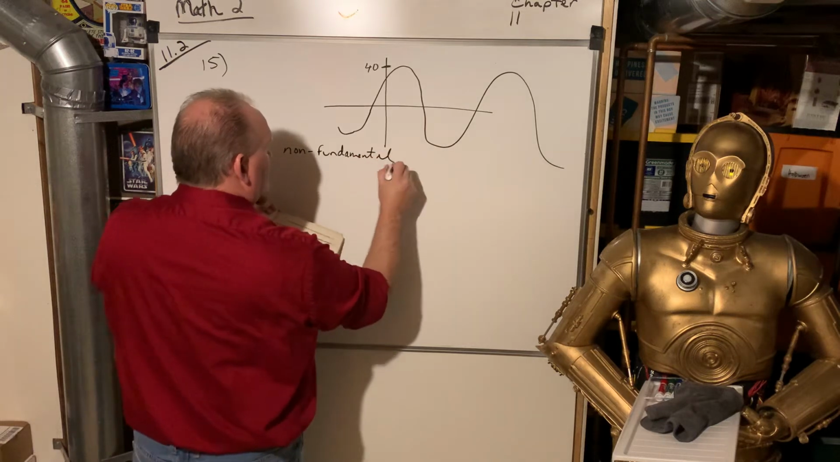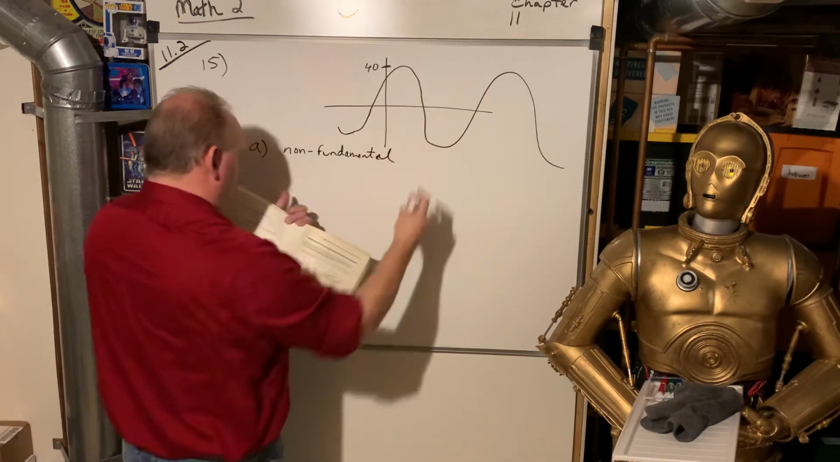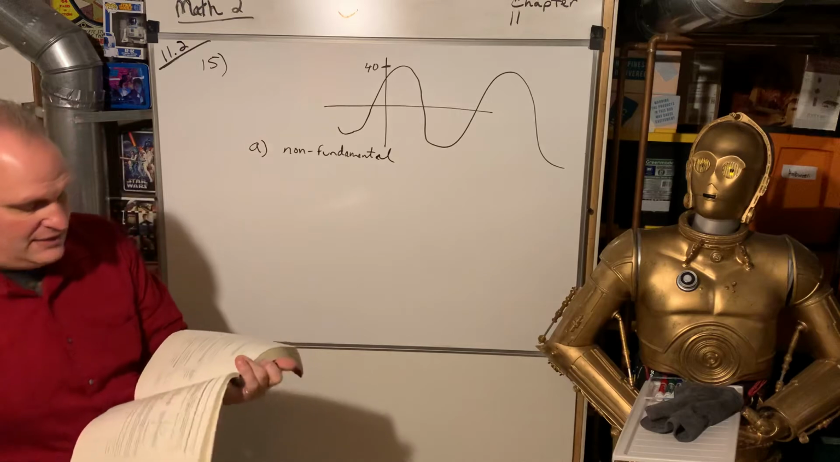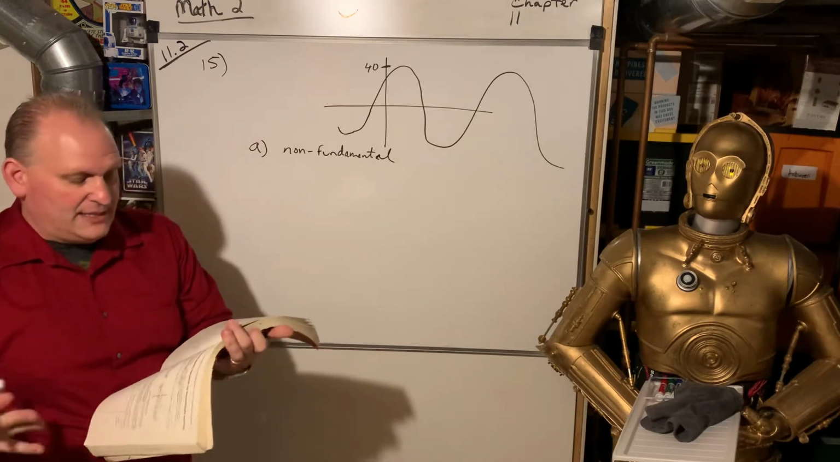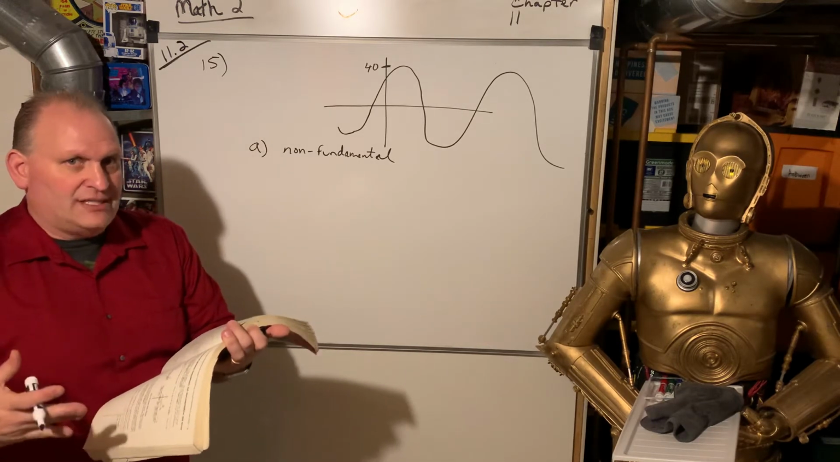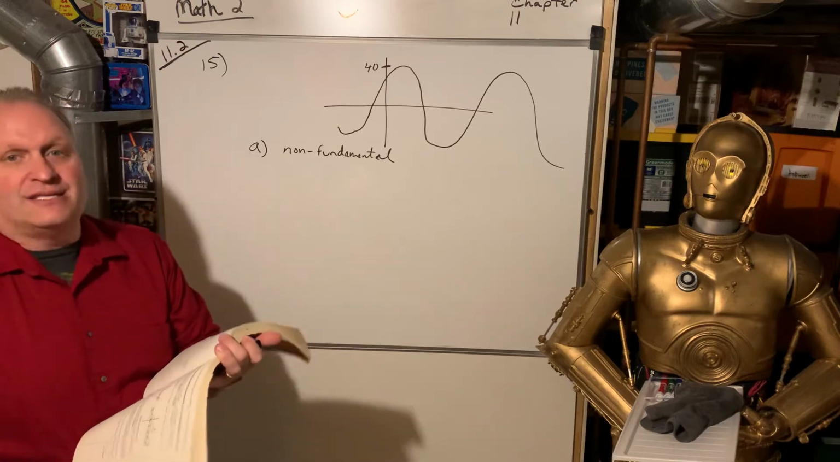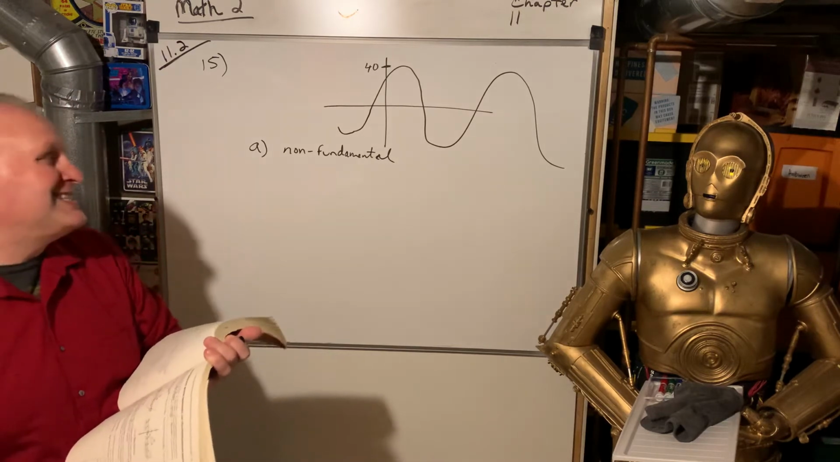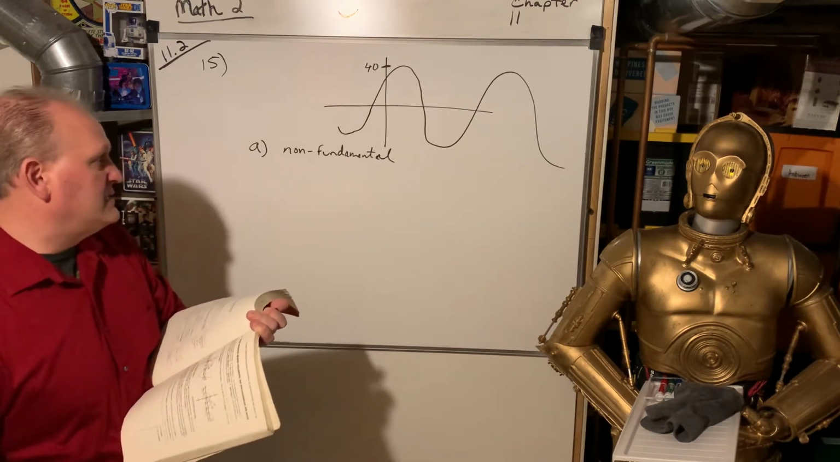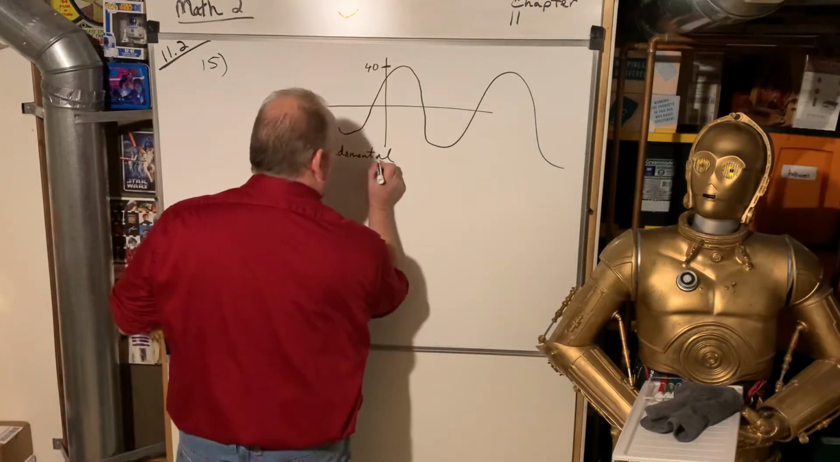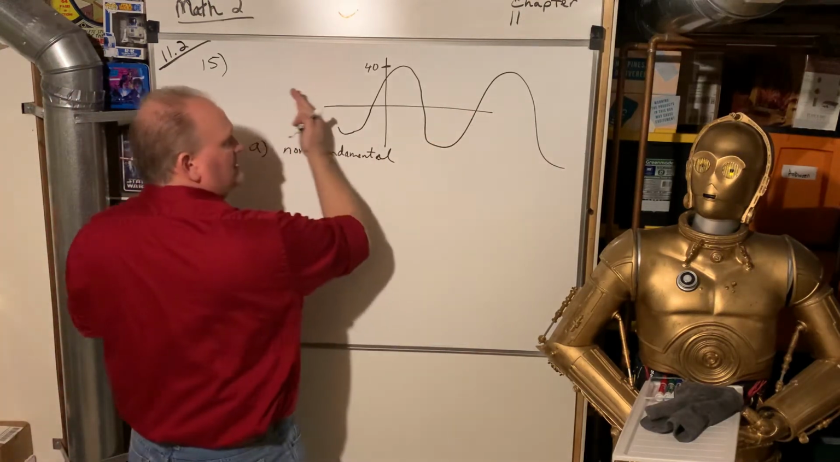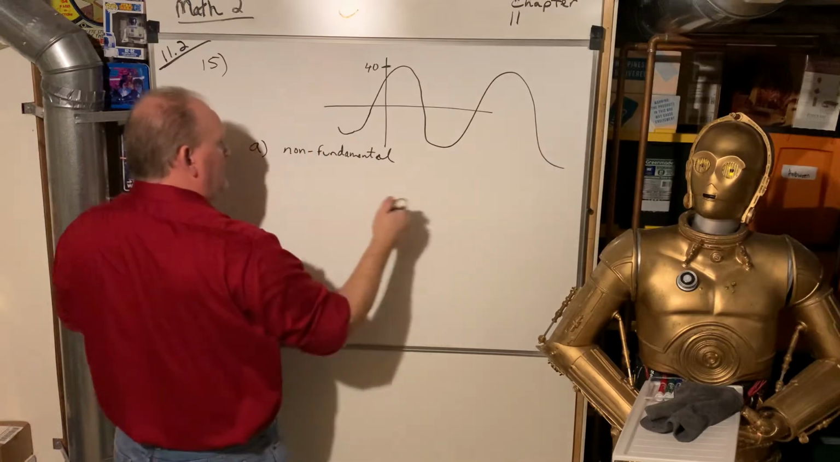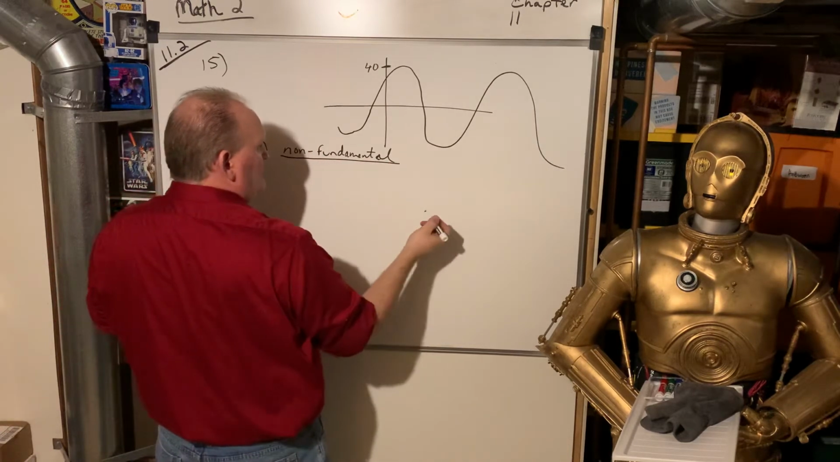And that is because it is out of phase. It's shifted to the left or to the right, and so it doesn't start at 0 and end at 360 and then start replicating itself from there. It isn't cycling from 0 to 360. So it's considered non-fundamental when we shift it to the right or to the left. And so that is a non-fundamental sine wave.